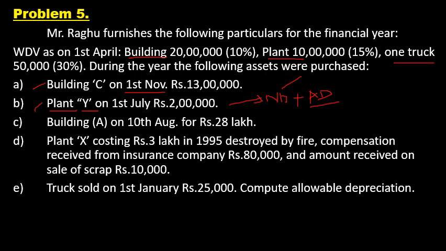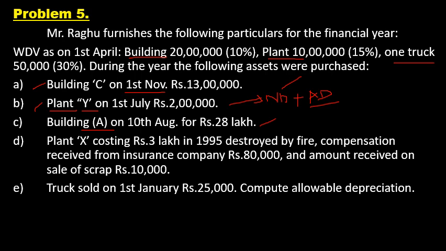Next, building A on 10th August for rupees 28 lakh. So another asset purchased, that is building A. Again we have to calculate together with the old building and building C. Its cost is 28 lakh and it was purchased on 10th August. Even if it is a different building, we have to calculate together because a different rate of depreciation is not given, so we have to calculate under the same block. If it is of a different rate of depreciation, then we have to calculate differently.